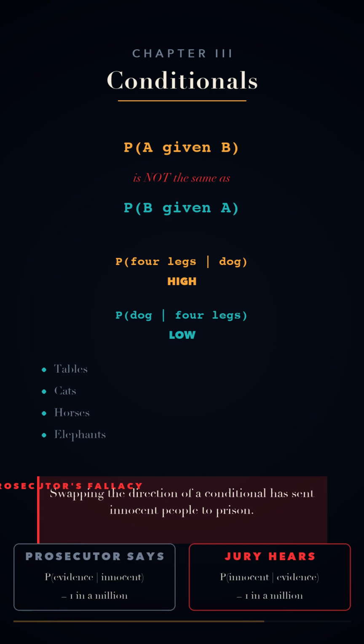The prosecutor says, "The chance of this DNA evidence appearing if the defendant is innocent is 1 in a million." The jury hears, "The chance the defendant is innocent is 1 in a million." Those are not the same statement. And the gap between them has sent innocent people to prison.